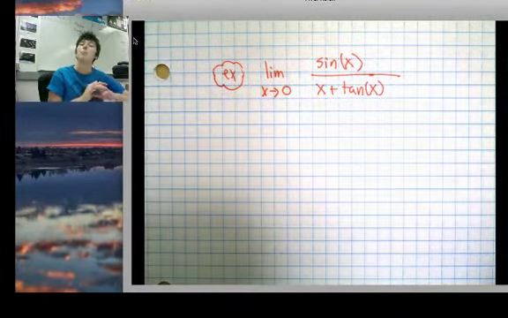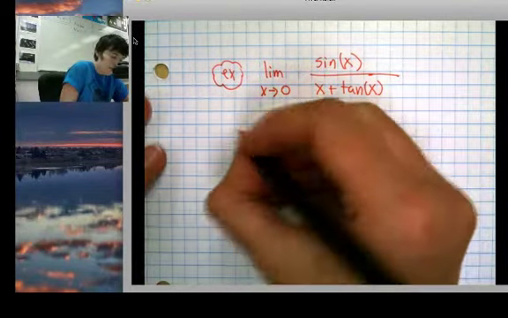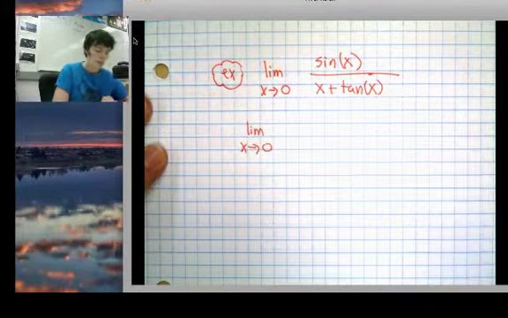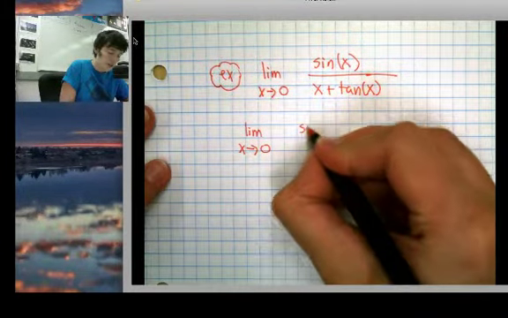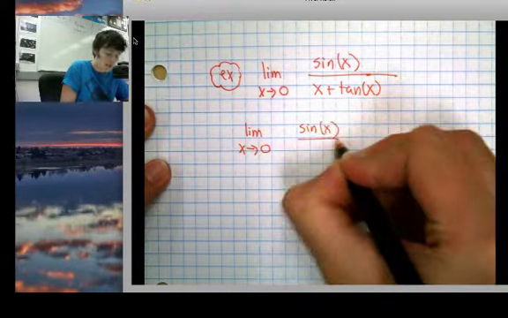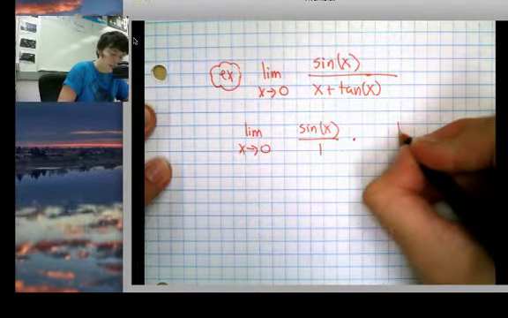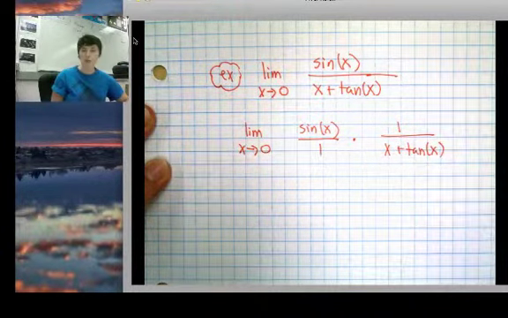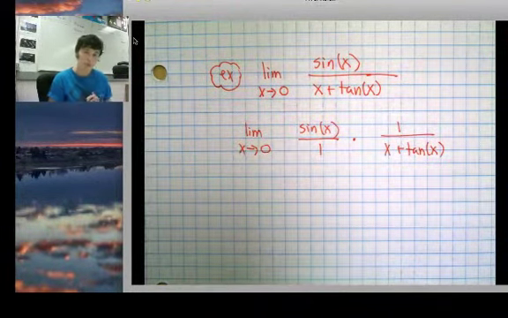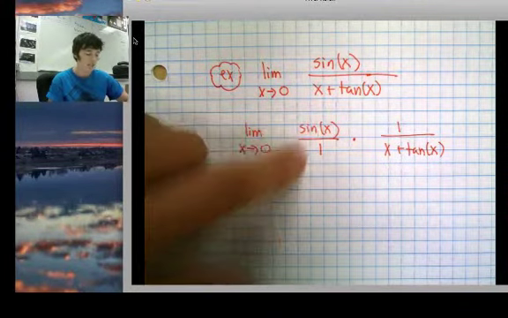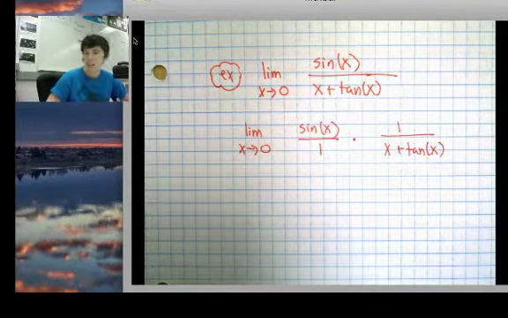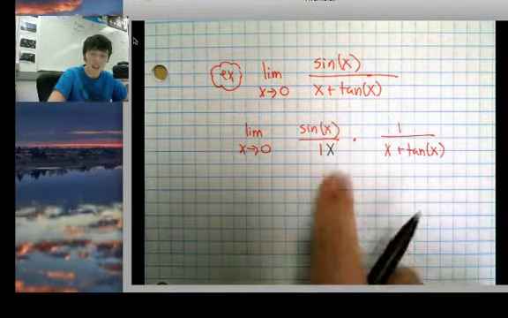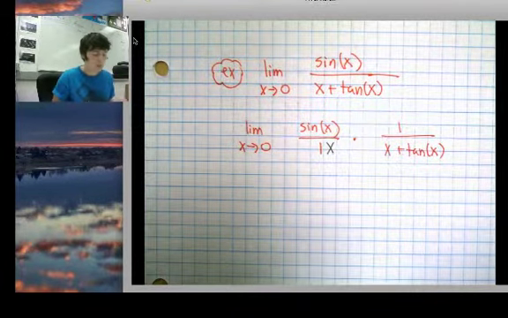So instead, I'm going to break this fraction apart, split it up. I'm going to do the limit as x goes to 0 of sine of x all over 1 times 1 all over x plus tangent of x. That'll work out better for me. Now that I've split it apart, I see a sine kind of isolated by itself. It's not a kingpin because there's no x down here, but I would really love for there to be an x down here. So how about I write one in? It'll make my life easier.